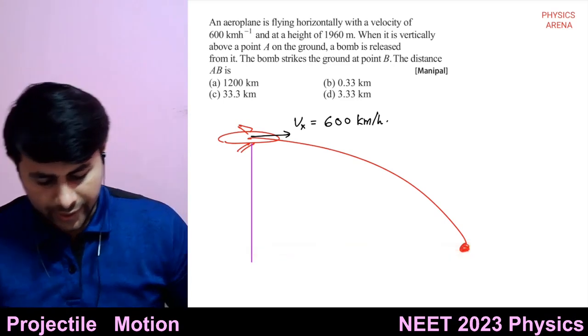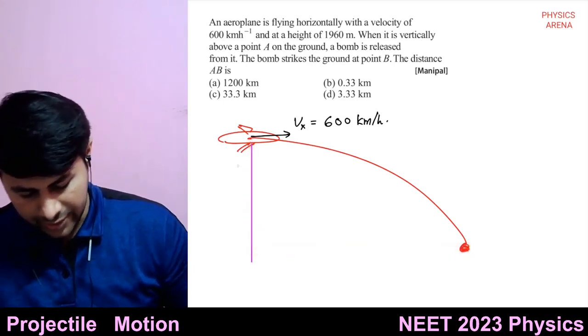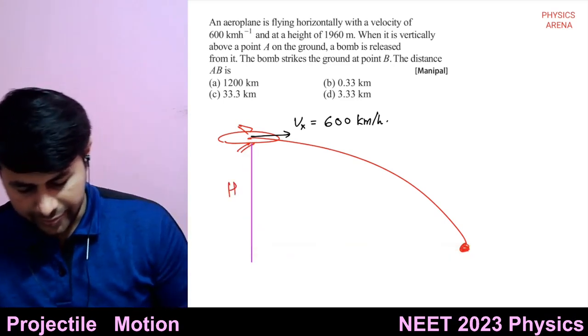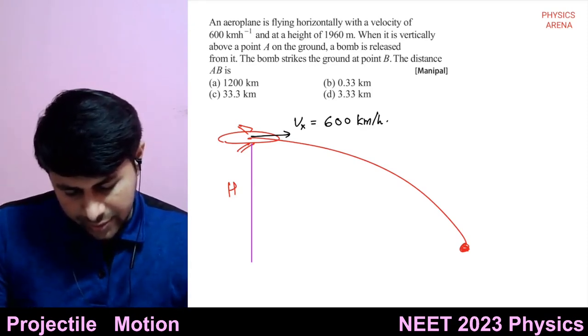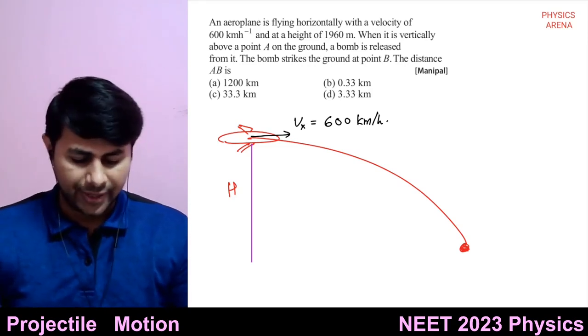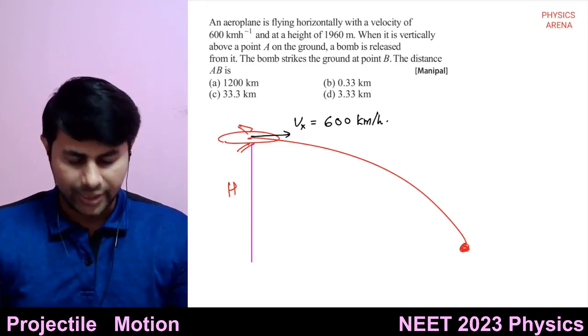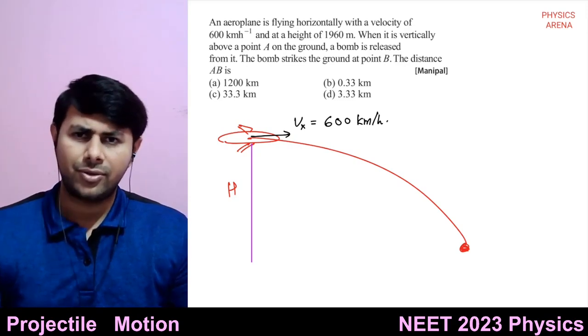See, this height is given. How much is h? 1960. So h is 1960. So you can find out the time taken by it to fall on the ground.